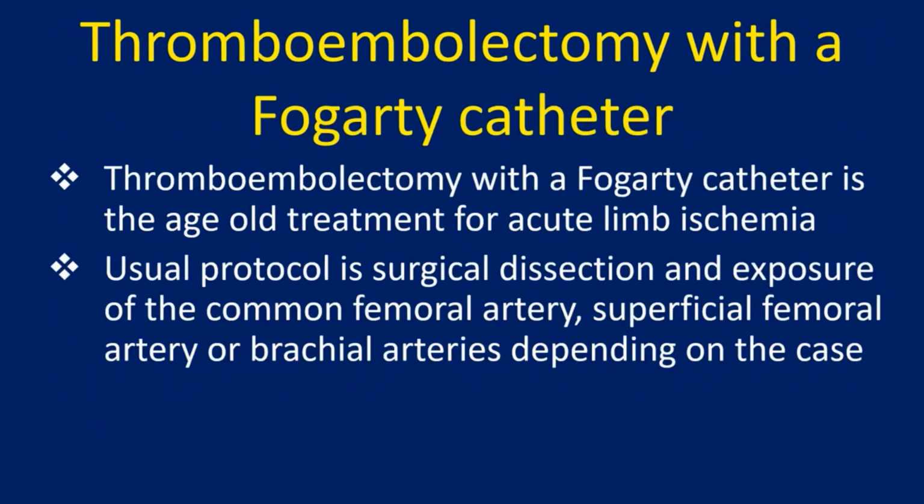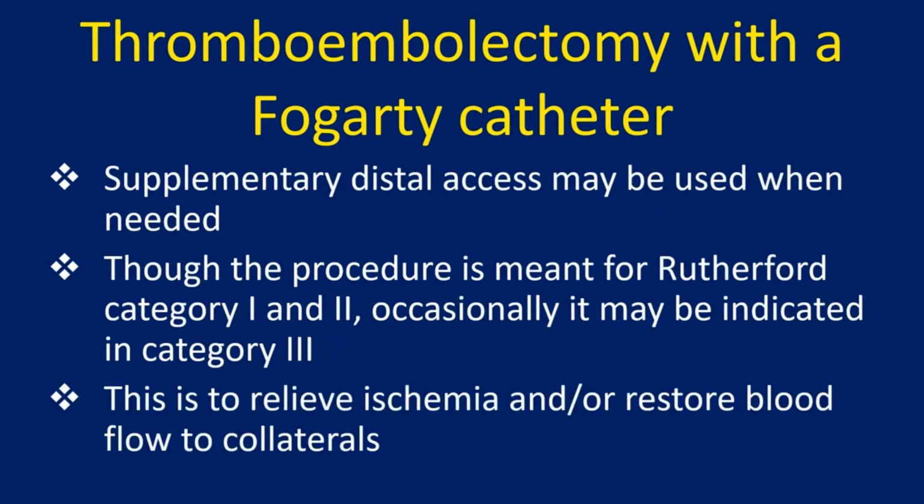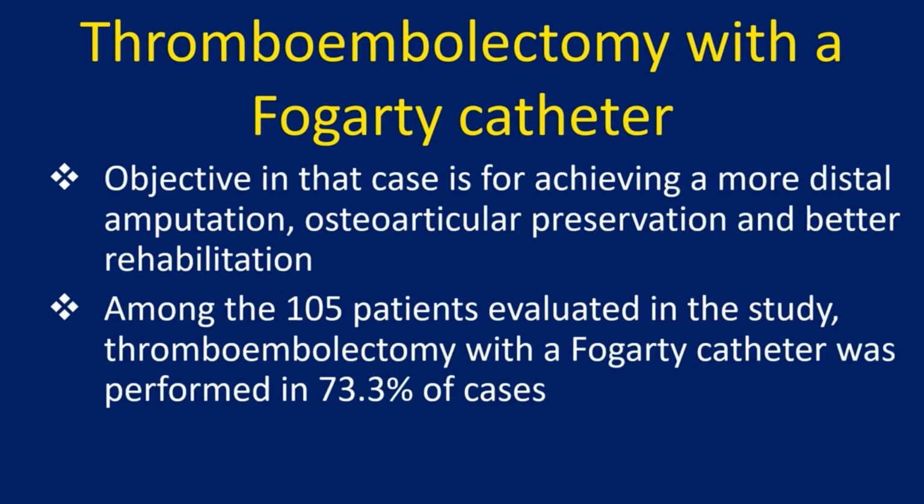Thromboembolectomy with a Fogarty catheter is the age-old treatment for acute limb ischemia. Usual protocol is surgical dissection and exposure of the common femoral artery, superficial femoral artery or brachial arteries, depending on the case. Supplementary distal access may be used when needed. Though the procedure is meant for Rutherford category 1 and 2, occasionally it may be indicated in category 3. This is to relieve ischemia and/or restore blood flow to collaterals.